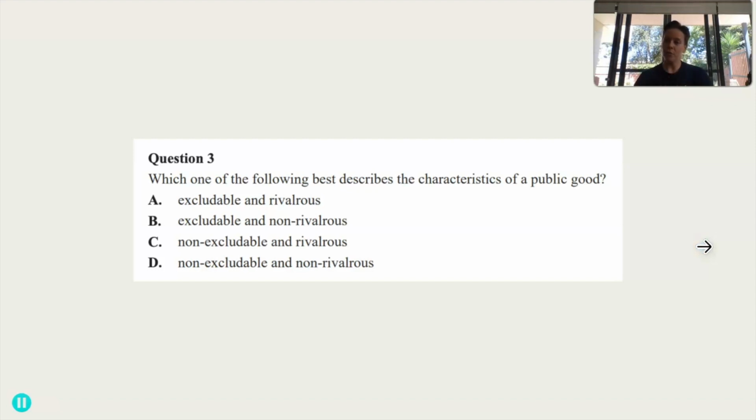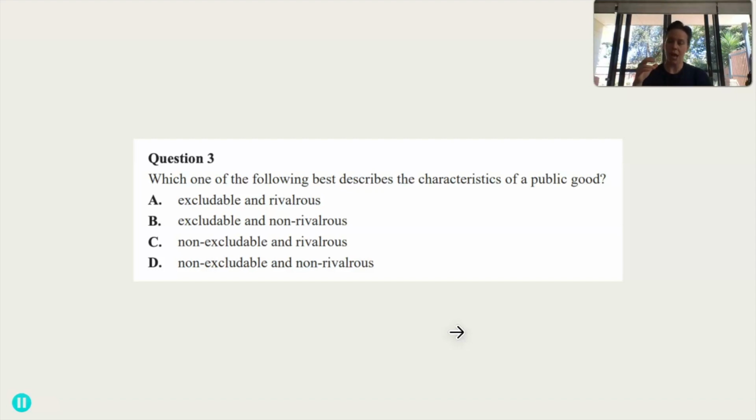So, quick little multiple choice question here for you. Which one of the following best describes characteristics of a public good? Well, we've just said that they're non-rivalrous and non-excludable, and so we're dealing with D. But you can imagine if you don't have those terms really clear-cut in your mind, it's very easy to mix this one up.